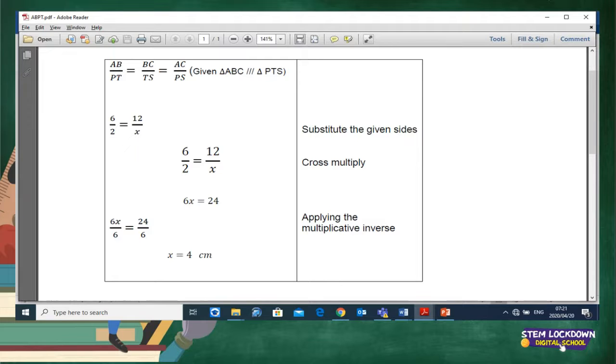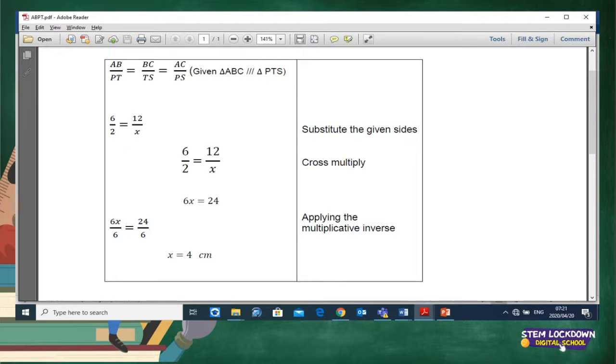And of course, since AB is in proportion to PT, BC in proportion to TS, and AC in proportion to PS, you can then substitute the values there. The correct value there, as we said, will be 6 divided by 2. And this, of course, is equal to 12 over X. And as you solve, when you have got 6 over 2 and 12 over X, even by inspection, you can see that your X value there will be 4.